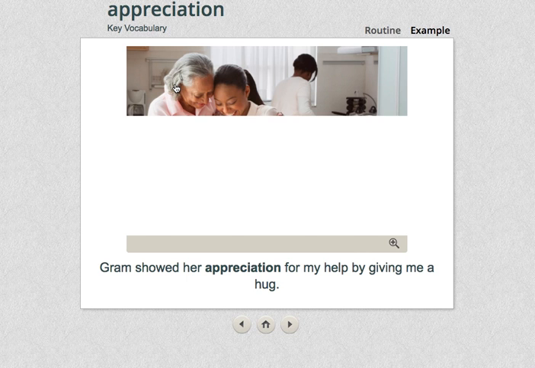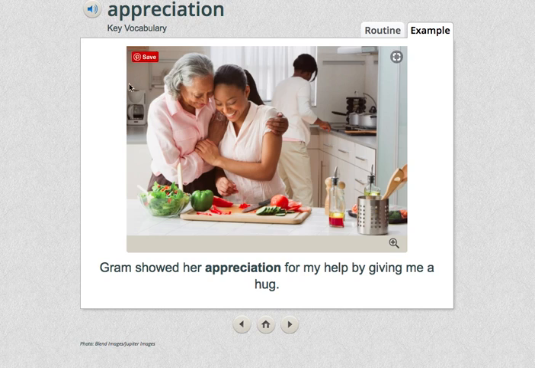When you understand the value of something, you have an appreciation for it. So for example, in this picture, Graham showed her appreciation for my help by giving me a hug. And I know that a lot of times older generations will show appreciation by giving hugs. What are some other ways that you show appreciation for someone's help? I know that sometimes you might write a thank you card. You might just tell them thank you.